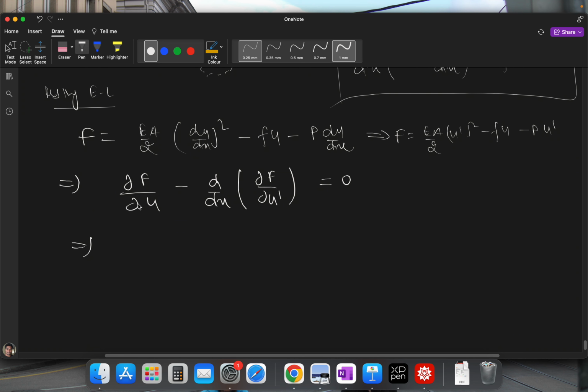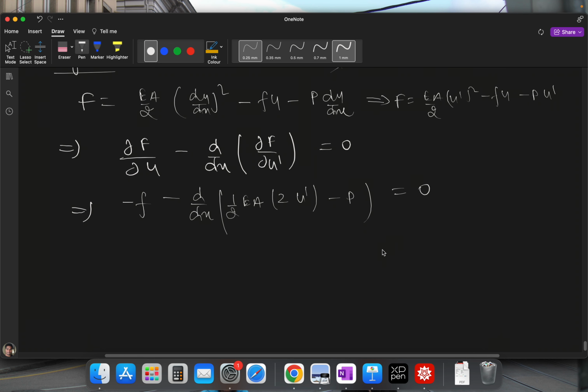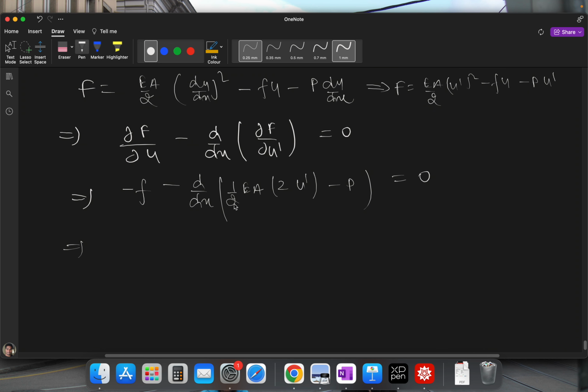So what is the del f by del u? Simply minus f. Minus d by dx of del f by del u dash. Del f by del u dash means you have to find the derivative. So 1 by 2 EA, 2 u dash times u dash, minus p, equal to 0. So what's the problem here? You are already getting it, no? Sir, there is a minus p thing now. But p is a constant, it is not a variable with respect to x.